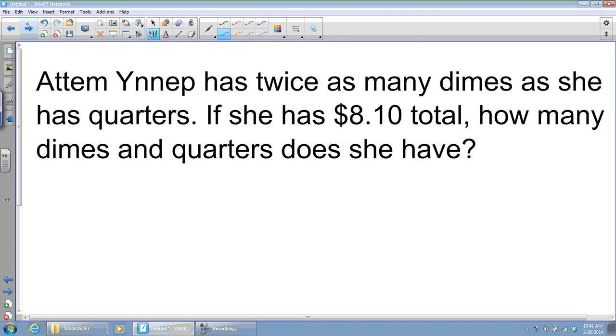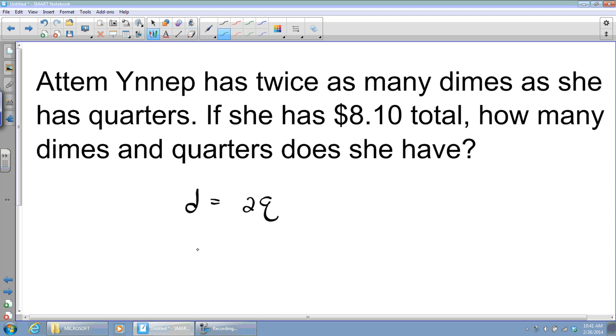All right. A Tam Yunep has twice as many dimes as she has quarters. Let's see. I've got some dimes, and I've got some quarters, and there's twice as many of the dimes. So if there's 10 dimes, there's 5 quarters, right? Well, how do I make them equal? I need to double the number of quarters. Look at that. I got my first equation.